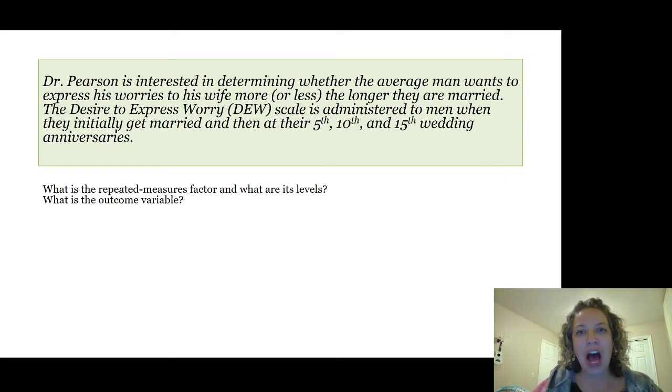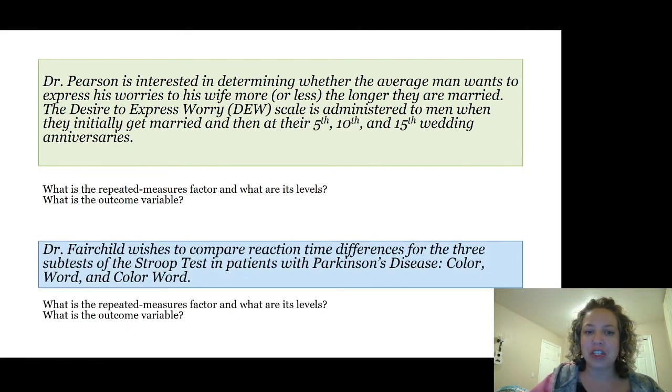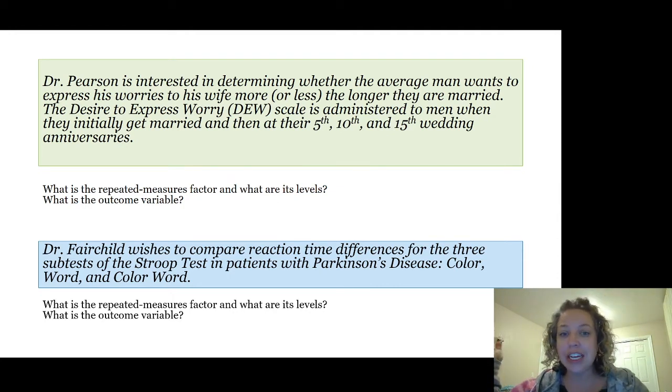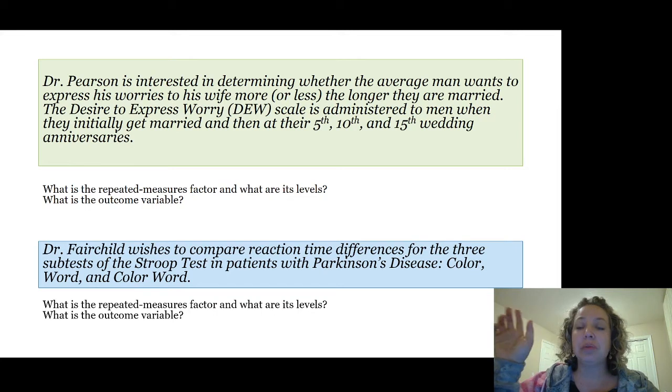Repeated measures factors do not have to be over time. They are used anytime we are repeatedly measuring an individual, and they don't have to be the same measurement. So here is another example that is not longitudinal, not over time. Dr. Fairchild wishes to compare reaction time differences for 3 subtests of the Stroop test in patients with Parkinson's disease. So the subtests in the Stroop test are color, word, and color word. So they have cards where they're actually supposed to read the word red, cards where they're supposed to say the color of the text, it's written in green ink, or color word, RED would be red even though it's written in green ink. I think.